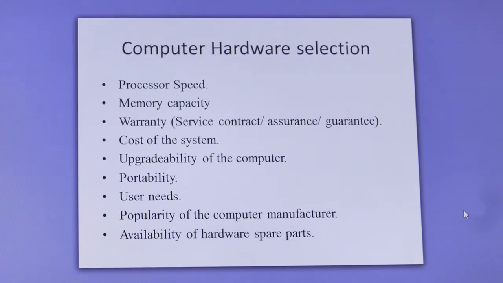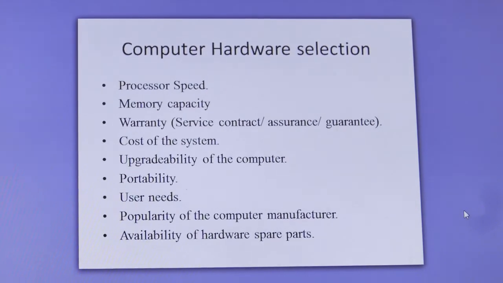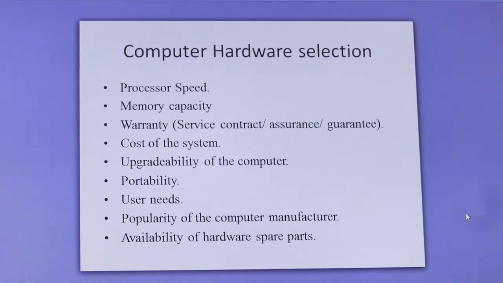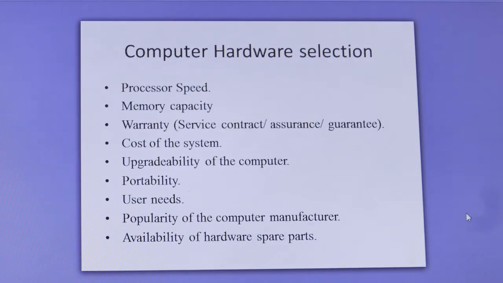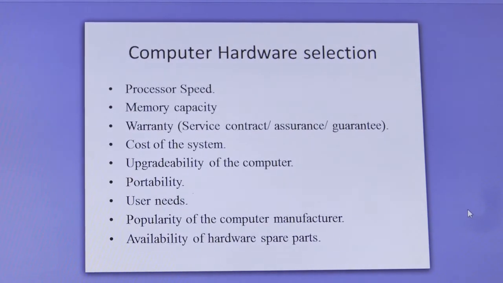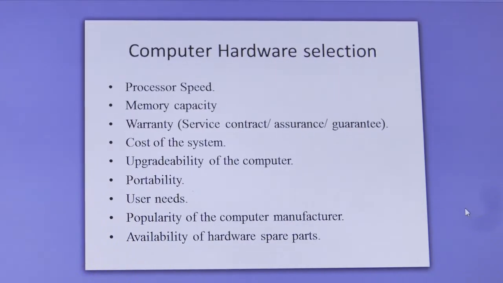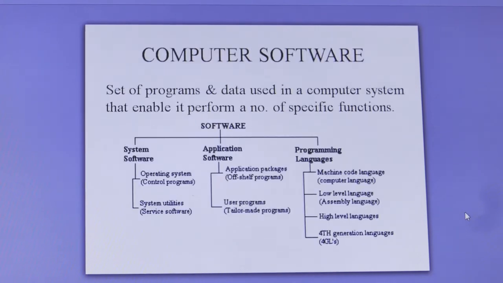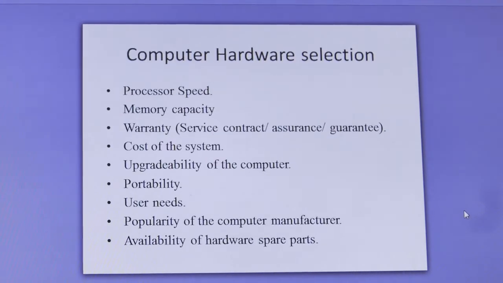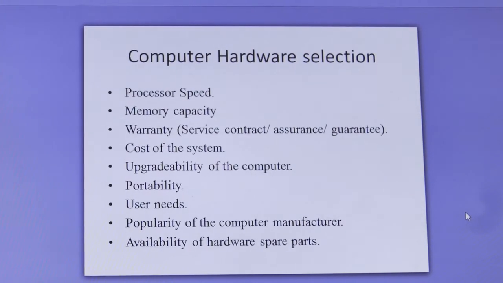User needs. You have to check on the requirements needed for the application of the computer that you are buying. Then popularity of the manufacturer. You have to check on the market. How many people have used that type that you want to buy? Then also you check on the availability of spare parts. So that is all about the computer hardware.